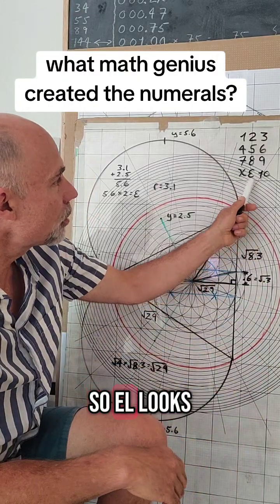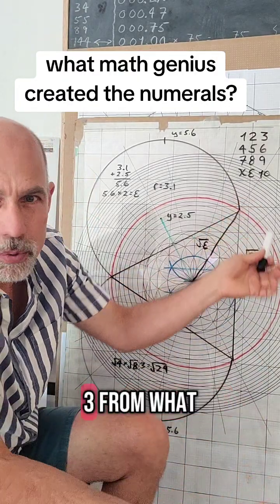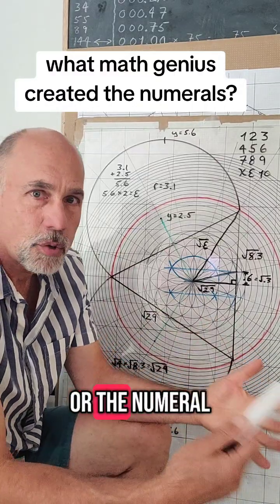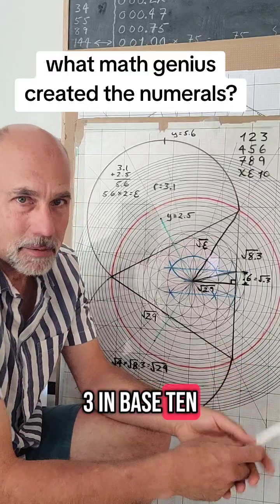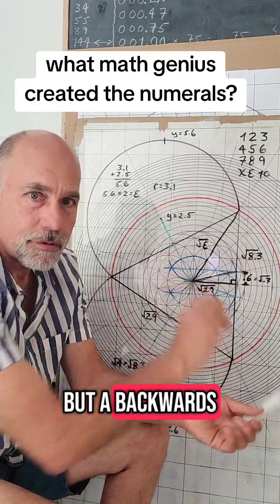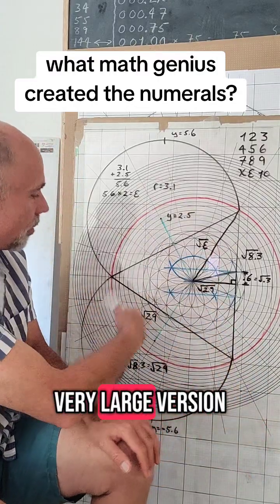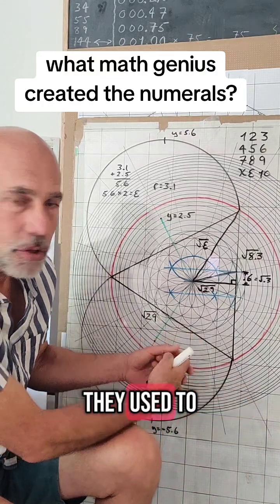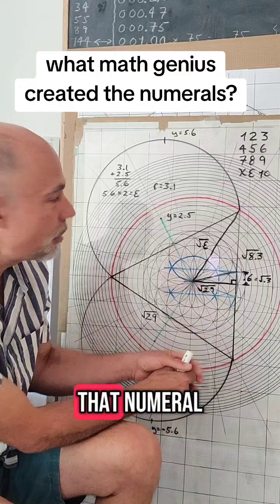So L looks like the backwards 3 from what we traditionally look at as the numeral 3 in base 10, but a backwards version. So here you can see a very large version of that numeral. So I'm showing you what geometric pattern they used to come up with the design for that numeral.